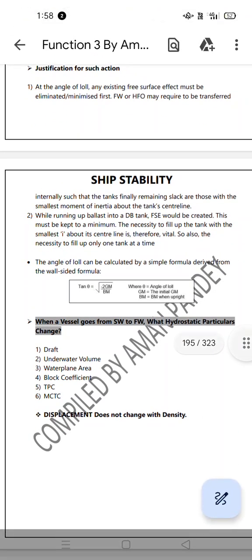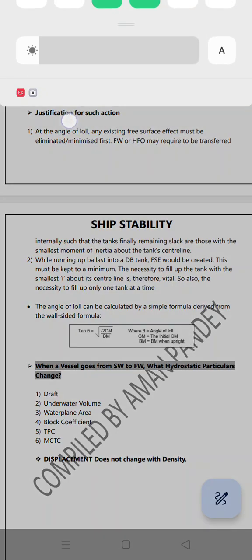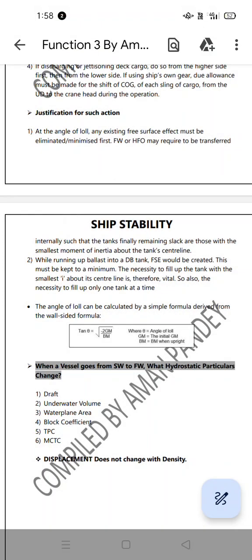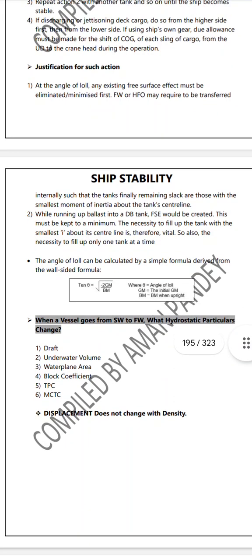Justification: we have to lower the center of gravity so the GM becomes positive at an angle of loll. Any existing FSC must be eliminated and minimized, so that the tanks finally remain slack at those with the smallest moment of inertia about the tank center line. While running up the tanks, FSC will be created. This must be kept to a minimum while running up to fill the tank with the smallest amount of inertia.